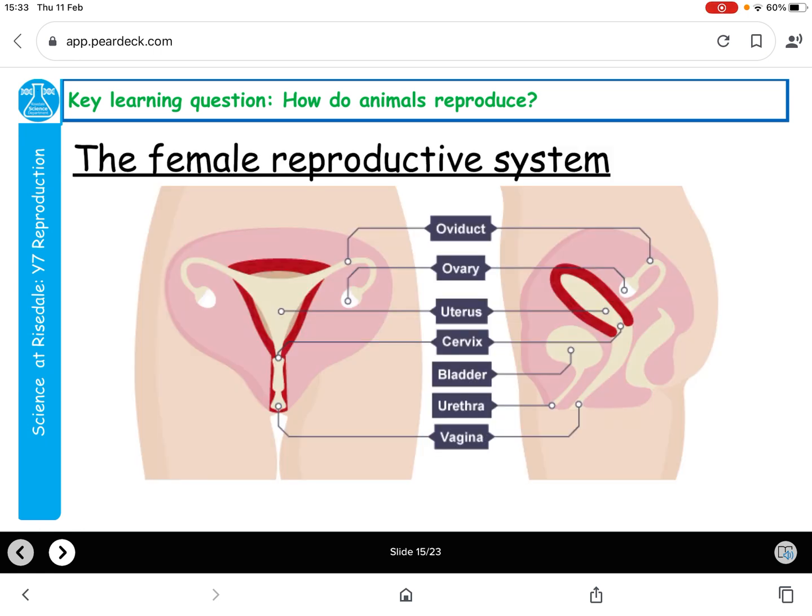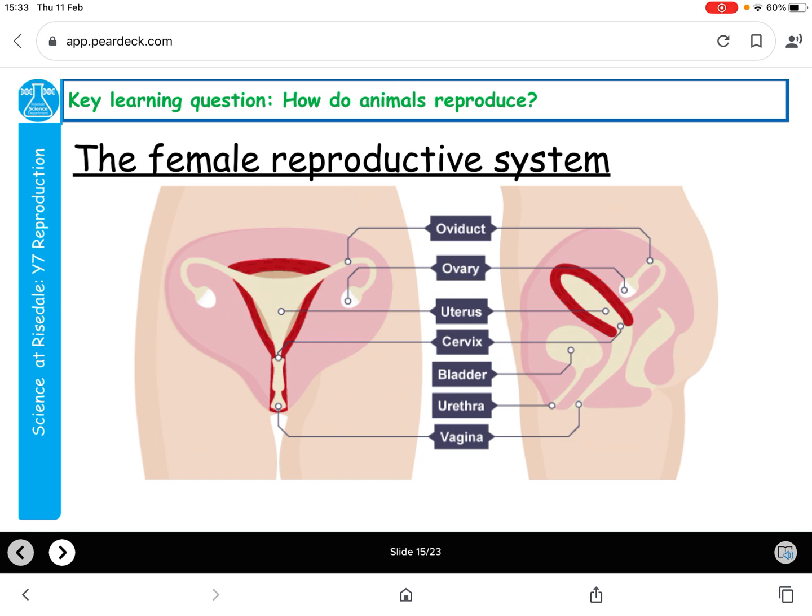Okay, in females, each ovary contains small, underdeveloped egg cells. After puberty, egg cells start to develop, and one is usually released from an ovary every 28 to 32 days. A woman's ovaries stop releasing egg cells about the age of 45 to 55, a time known as menopause.